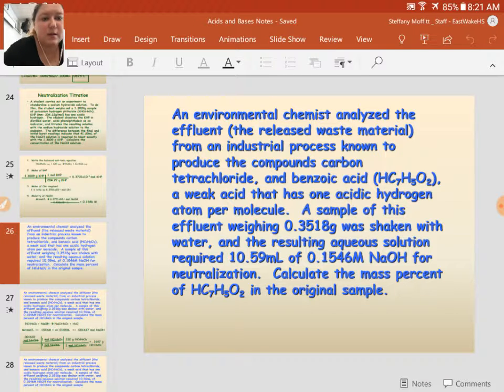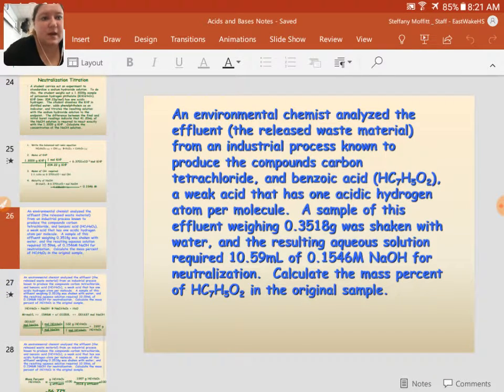Here's another example. An environmental chemist analyzed the effluent, the released waste material from an industrial process known to produce the compounds carbon tetrachloride and benzoic acid, a weak acid that has 1 acidic hydrogen atom per molecule. A sample of this effluent weighing 0.3518 grams was shaken with water, and the resulting aqueous solution required 10.59 milliliters of 0.1546 molar NaOH for neutralization. Calculate the mass percent of the benzoic acid in the original sample.